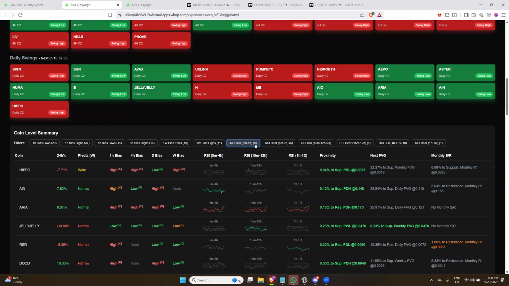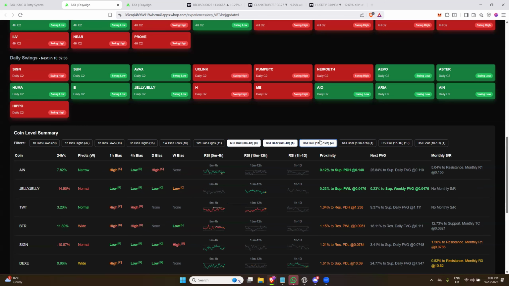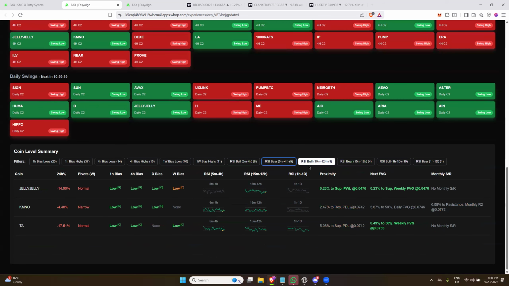You can obviously select the filters according to what you're looking for, your personal preferences. So you've got the filters that help you with the RSI and the bias as well. And of course, the swings above that you can use together.